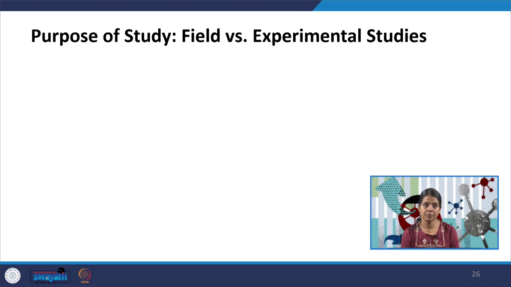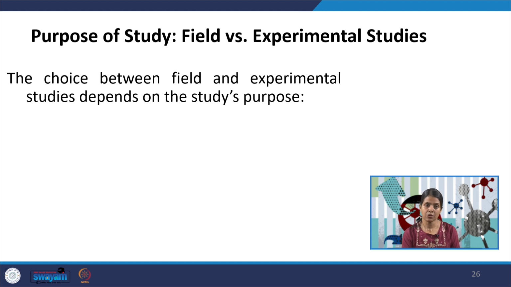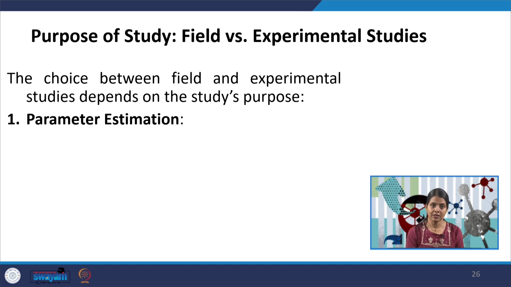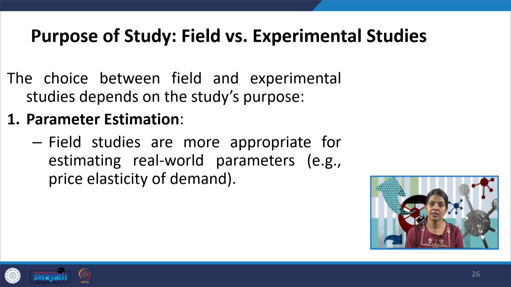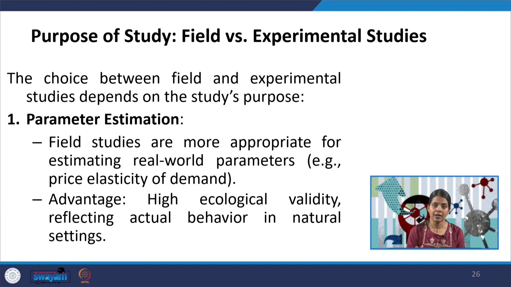Now, we talk about the purpose of study, field versus experimental studies. The choice between field and experimental studies depends first of all on the study's purpose. That includes a few factors. First of all, parameter estimation. Field studies are more appropriate for estimating real world parameters, for example, price elasticity of demand. Advantages: high ecological validity, reflecting actual behavior in natural settings.